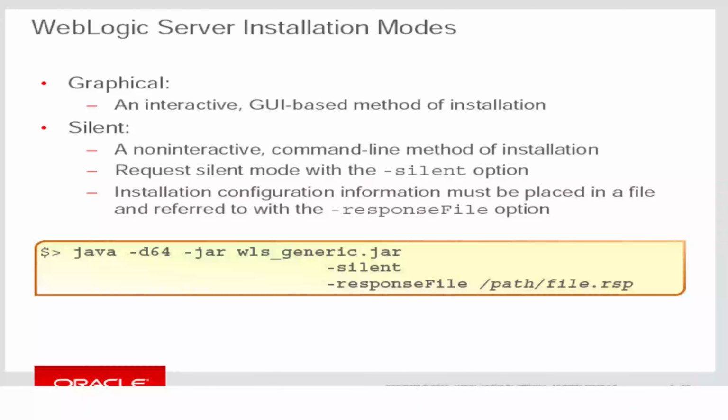Now let's talk about the WebLogic Server installation modes. WebLogic can be installed in two modes: graphical mode and silent mode. Graphical mode is an interactive, GUI-based method of installation. Silent is a non-interactive, command-line method of installation. We request silent mode with the -silent option. When we are installing our WebLogic, we need to pass the -silent option, and also -responseFile, where we give our response file path. The response file contains the required installation details.